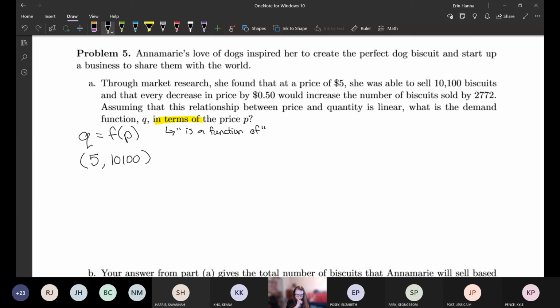Now if I want to find the slope, it would be a change in Q over change in P, which we're actually told. Notice that where it says every decrease in price by 50 cents would increase the number of biscuits sold by 2772, the change in Q, the change in the quantity of biscuits, would be 2772. And the change in price is a decrease of 50 cents. So we have negative 0.5, which will give us a slope of negative 5,544.